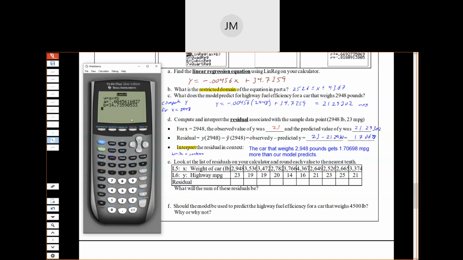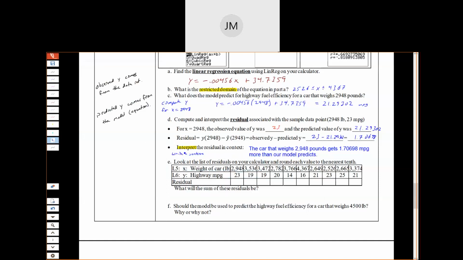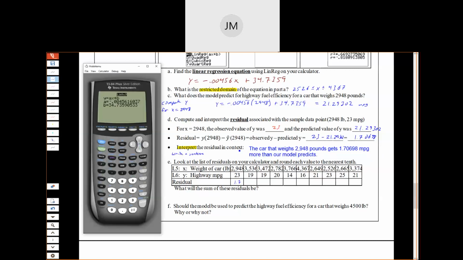There are two ways to do this. You could compute each one of these manually. We just did this first one by hand, and I got 1.7 if I rounded to one decimal place. So I know that my first residual is, rounded to one decimal place, 1.7. But I don't want to do that by hand for all of the rest of them. So we're going to go through some steps on your calculator to look at all of these residuals.